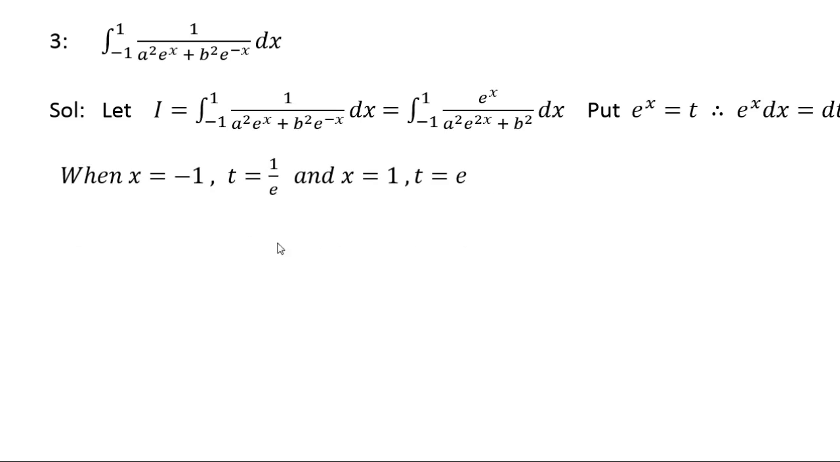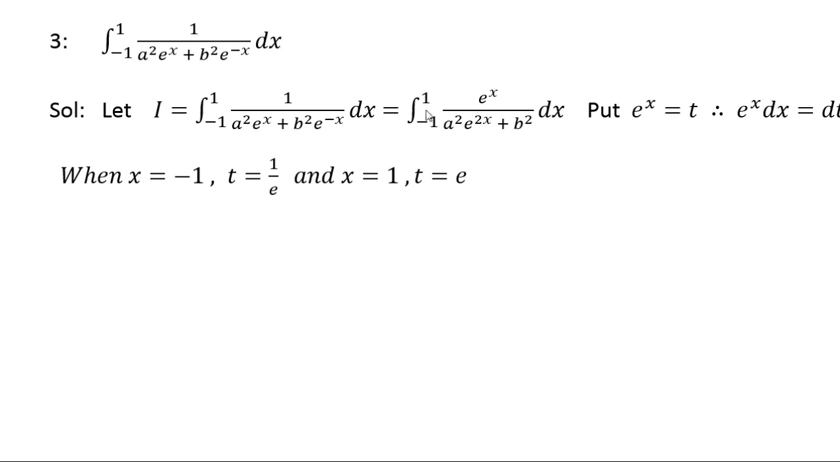So our new integral, before going to the new integral, let me talk about limits. What will be the new limits? To find new limits, I take x is equal to -1 and put it here. So t is equal to e raised to -1, that I can read as 1 upon e. So 1 upon e will be the lower limit.